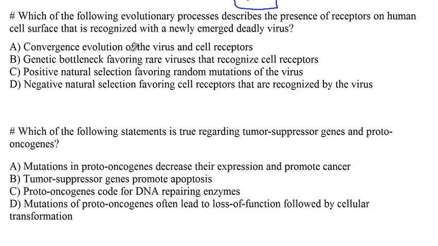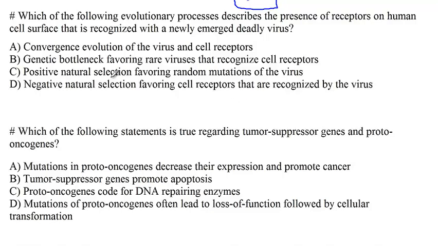So convergence evolution of a virus and cell receptors. No, basically convergence evolution tells us that they develop the same property. We are not talking here about the same property. We are talking about the virus attacking a receptor. Genetic bottleneck favoring rare viruses that recognize cell receptors. Again, that wouldn't be correct because this virus was never around. We are talking about a new virus that has developed.